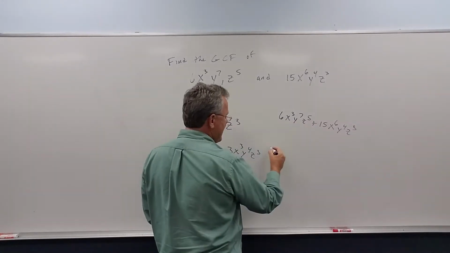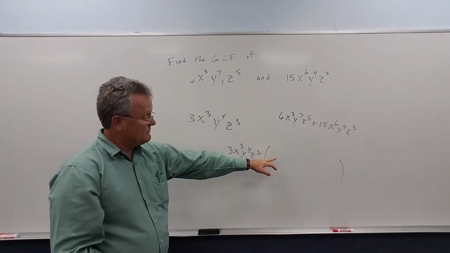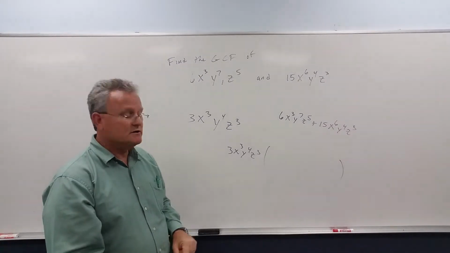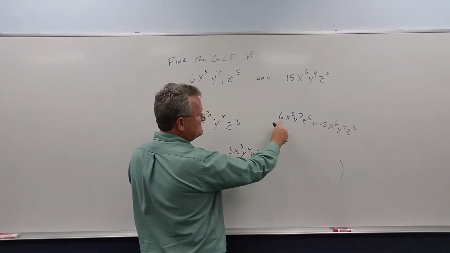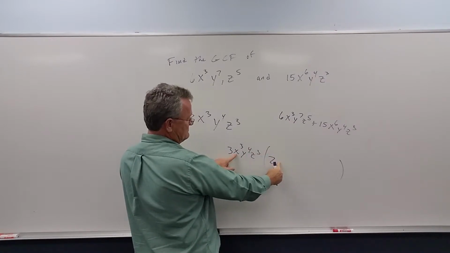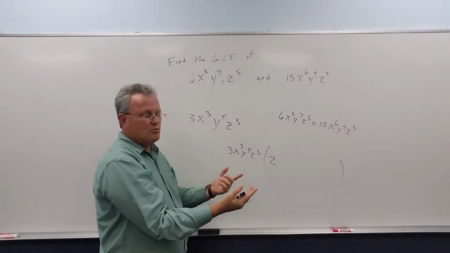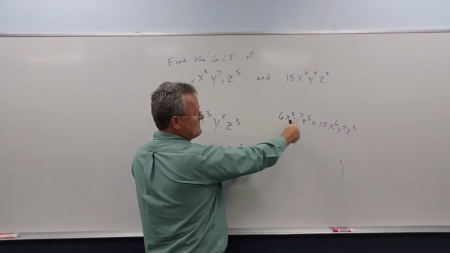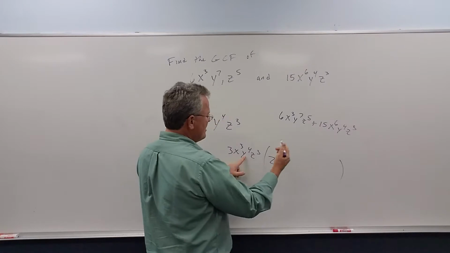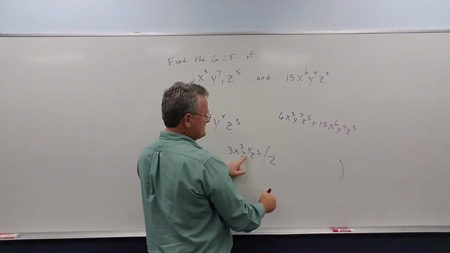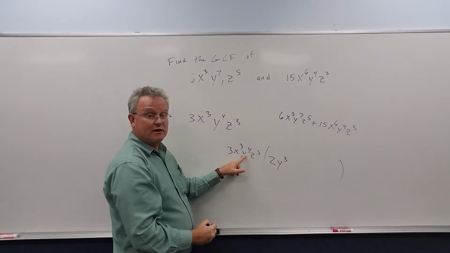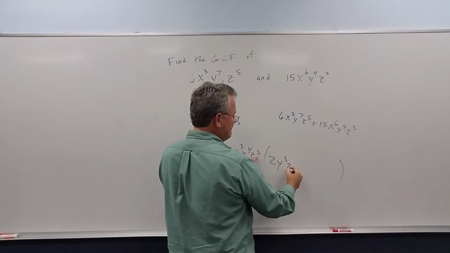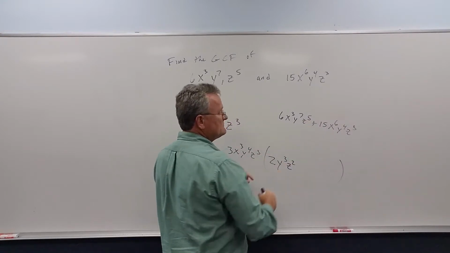So when I factor that out, what's left on the inside? How do we figure it out? Well, when I distribute this, it's got to take me back to there. So 3 times 2 gives me 6. X to the 3 times 1 gives me x to the 3. I don't need to put the 1 there because 2 times 1 is just 2, so I don't need to put any x. X to the 4 times what gives me x to the 7? Y to the 4 times what gives me y to the 7? Y to the 4 times y to the 3 is y to the 7. Z to the 3 times what gives me z to the 5? Z to the 3 times z to the 2 gives me z to the 5.